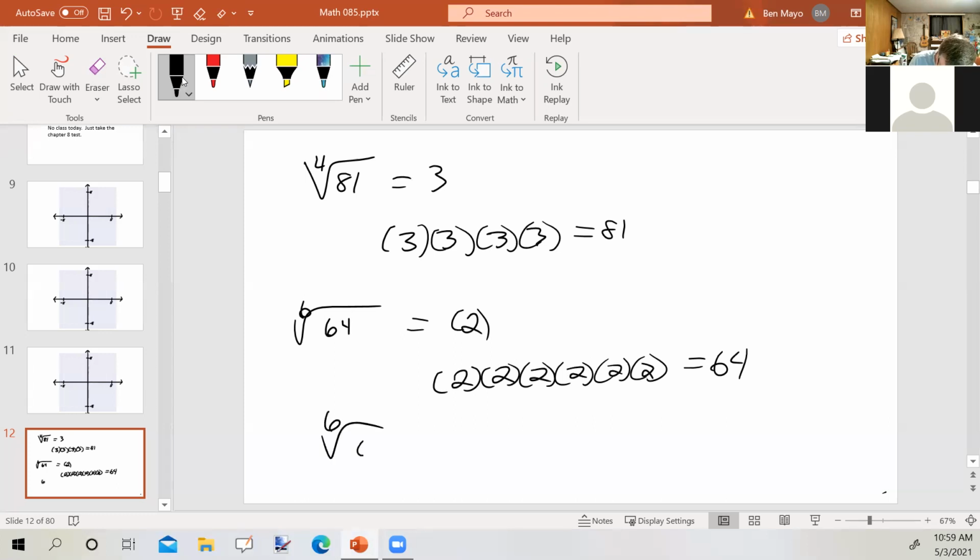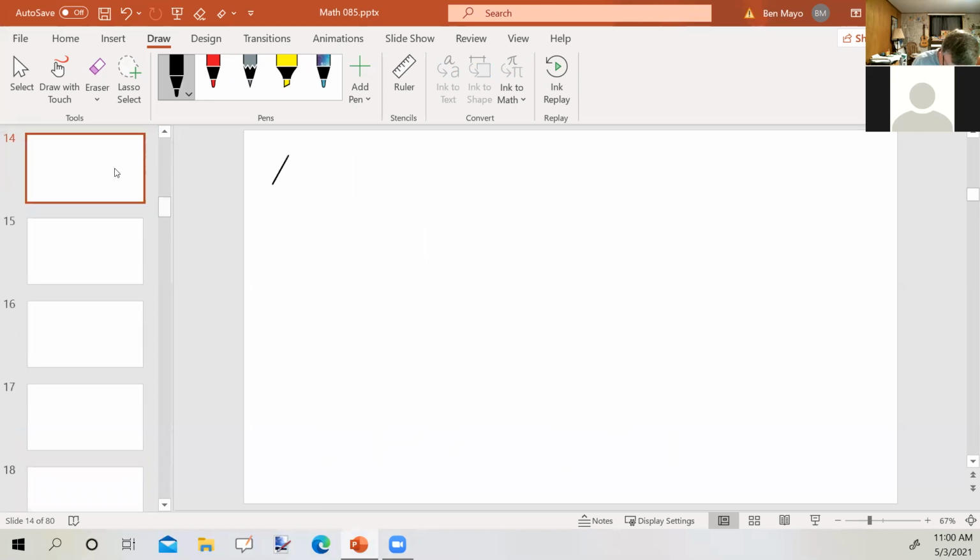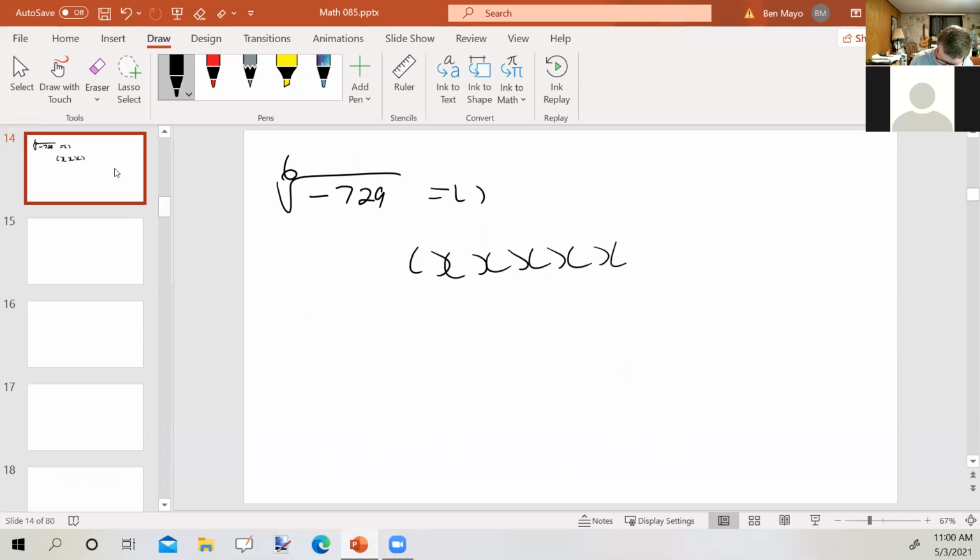So the sixth root of 64 equals 2. In fact, we could say the sixth root of 2 to the sixth equals 2. Let's see, how about this one? The sixth root of the square root of negative 729. We're taking an even root. We can't take an even root of a negative number, can we? So this is not real. Good thing I didn't waste time trying to figure out what the number was.